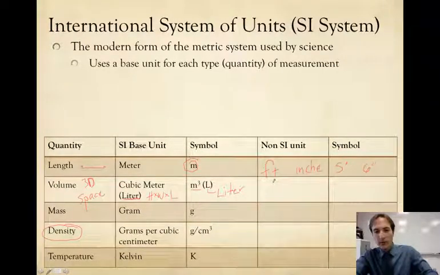A non-SI unit would be something like, you've got a pool, and for some reason they did it in, say, cubic inches. Or another example would be a gallon, right? They tell you how many gallons of water are in your pool.